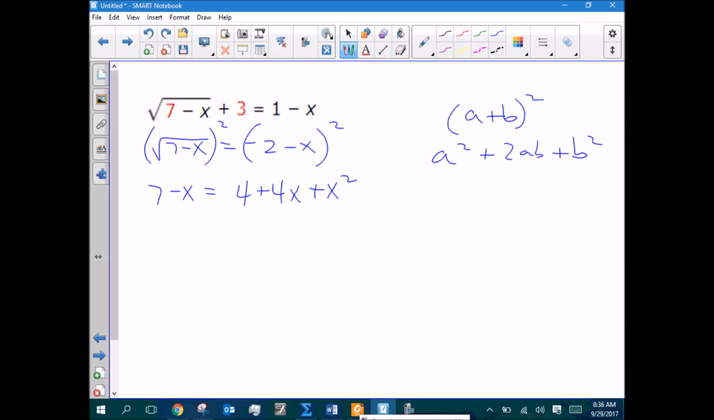And now I have a quadratic equation. I can set it equal to 0 and solve. So add x to both sides to give me 5x. I'll have x squared. Just going to rewrite everything over on the left-hand side. So x squared, 5x, and negative 3 is equal to 0. And now, I'm not going to go any further with that, but how would you solve that now? You have to use the quadratic formula.